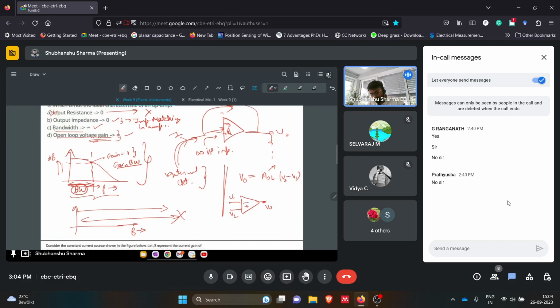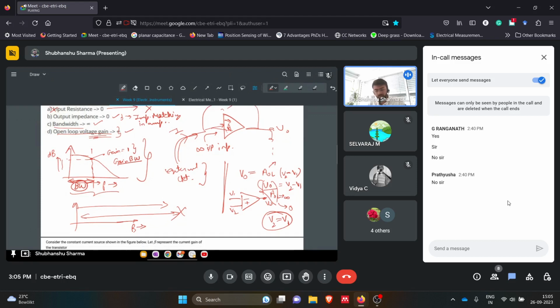Now if we rearrange this a bit, we have this expression. What can you observe? If the open loop voltage gain is infinite, then this whole thing tends to zero. If this is zero, then v2 becomes equal to v1. So we get the virtual short concept, the virtual short behavior of this op amp. That's why we ideally need an open loop voltage gain to be infinite.